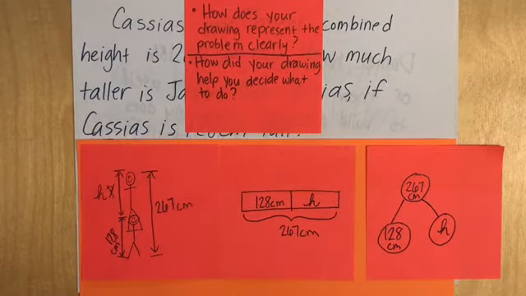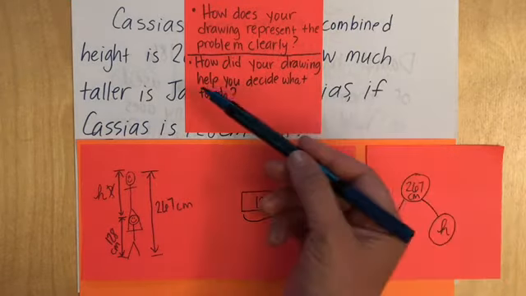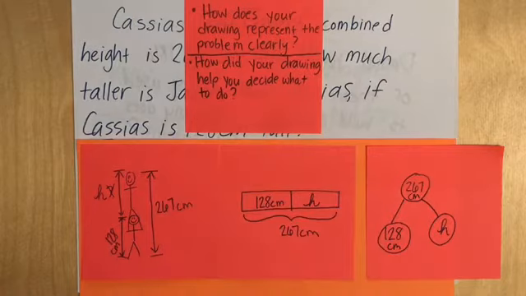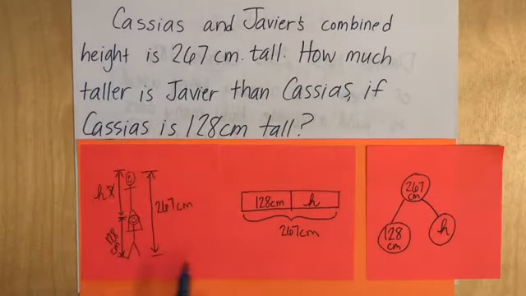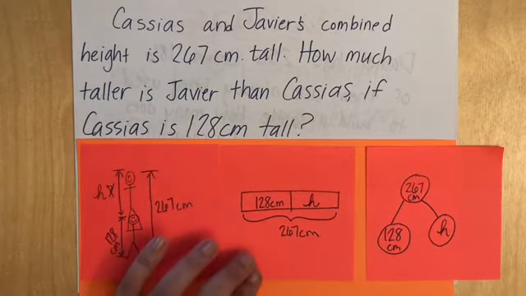And my drawing, it helps me decide what to do. That's your second question. So how does your drawing help you decide what to do? So that's our next step. So looking at the drawings, now I can think, well, what am I going to do to actually solve how tall Javier is? So if you haven't done that already, go ahead and press pause and press play. I don't want to ruin the answer for you. But if you've already solved it, I'm going to solve it right now.